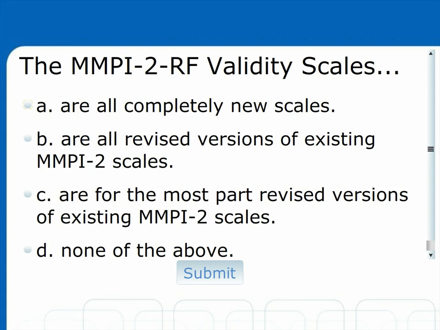The answer is C. If you paid very careful attention, one of the things that you would have noticed looking at the Validity scale slide was that some of the scales had a -R at the end of their abbreviation. And this -R stands for revised. So the scales that have been revised from their MMPI-2 counterparts are VRIN, TRIN, F, FP, FES, L, and K. So it's for this reason that the correct answer is C, that the MMPI-2-RF Validity scales are, for the most part, revised versions of existing MMPI-2 scales.